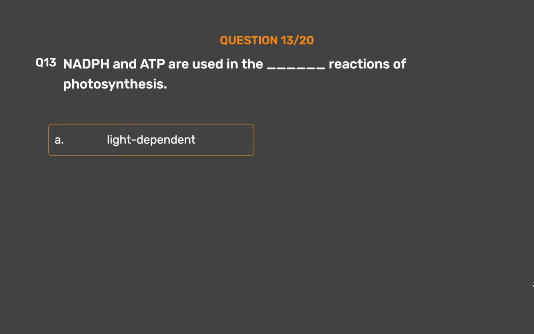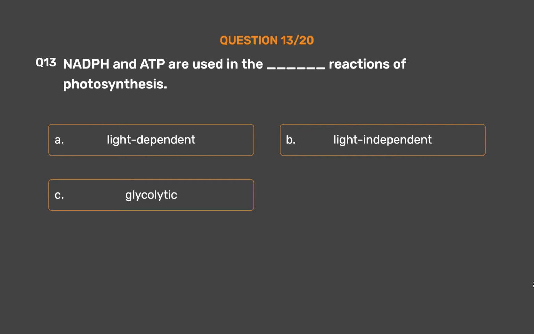Option A. Light-dependent. Option B. Light-independent. Option C. Glycolytic. Option D. Krebs cycle.